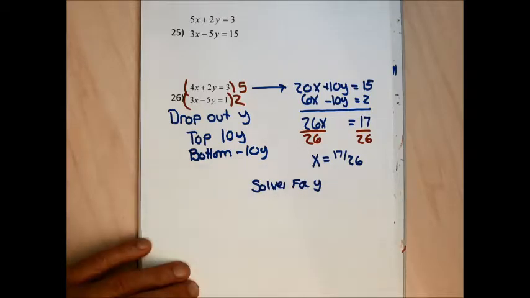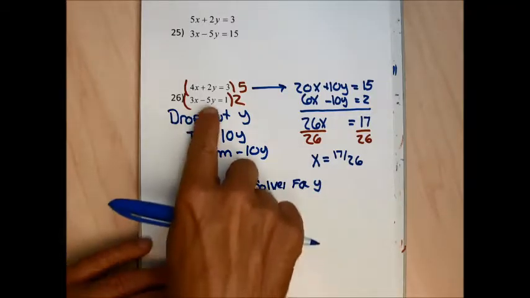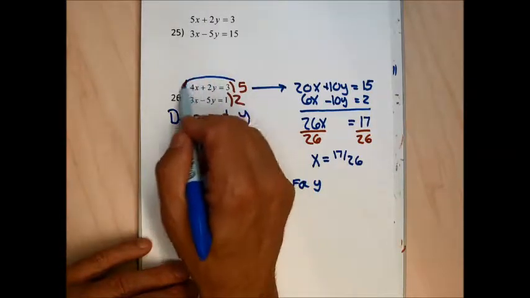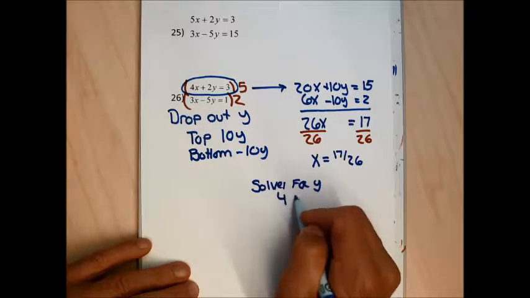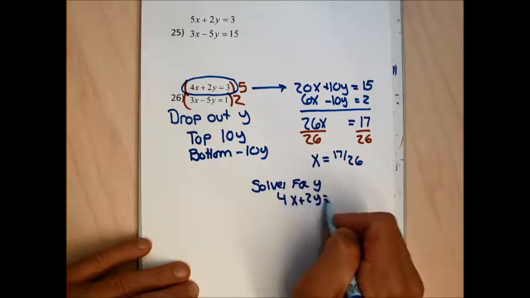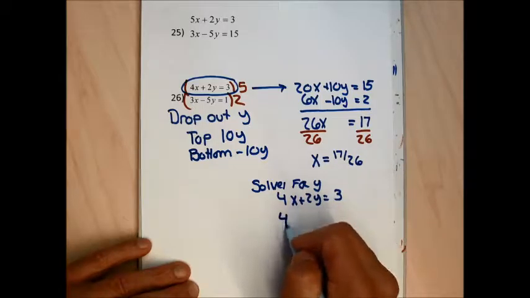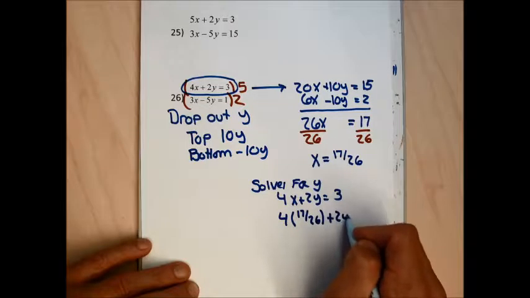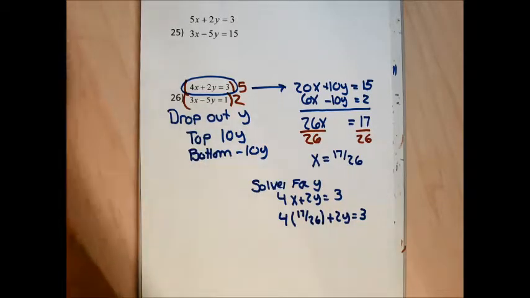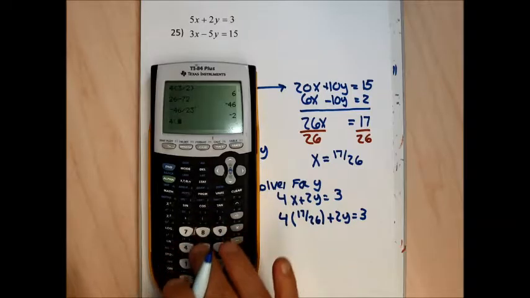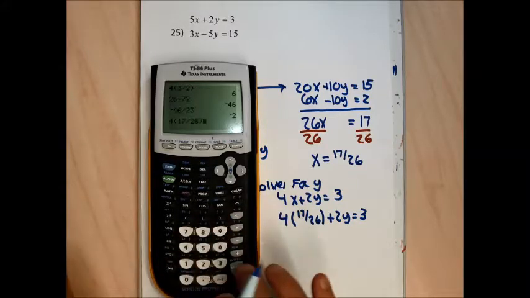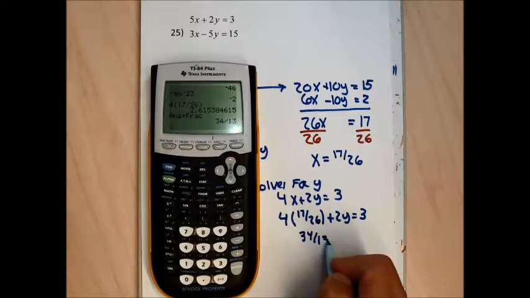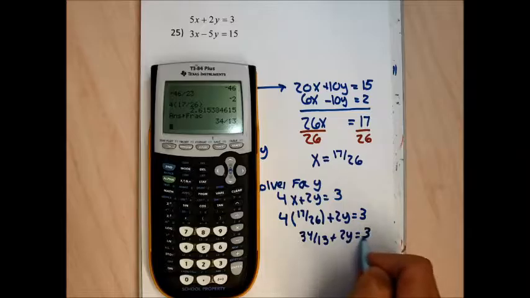I can pick any equation that has a y to solve for y. I don't like equations that have negatives in front of the letters I'm trying to solve for, so I probably wouldn't pick this one. I'm going to pick this one. So I'm going to take the equation 4x plus 2y equals 3 and plug 17 over 26 in for x. So 4 times 17 over 26 plus 2y equals 3. Let me do 4 times 17 divided by 26. Math, enter, enter. This gives me 34 over 13 plus 2y equals 3.